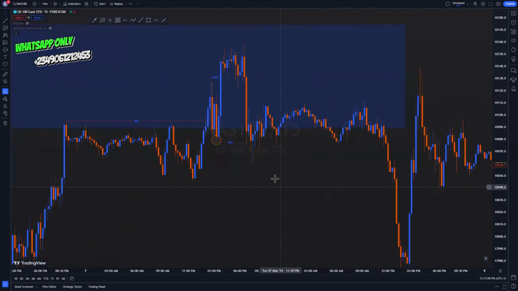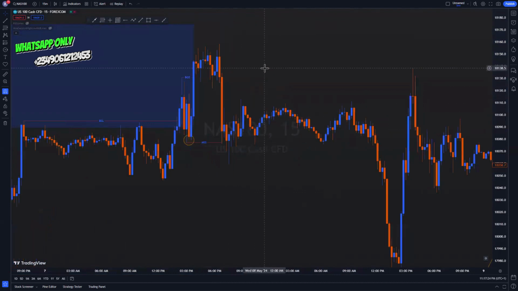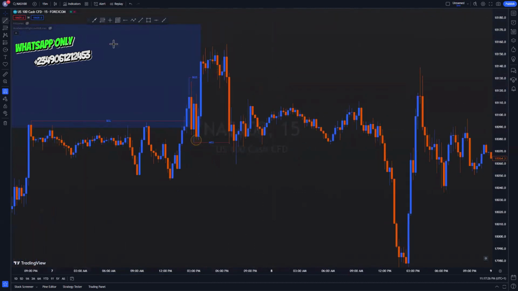Now since we have been able to identify a market structure shift, we need a point of interest on this smaller time frame that will tell us, okay, now it's time for you to go into the market. Now if you look, I want you to notice something. Looking above here, you're going to see we also had buy side liquidity taken.